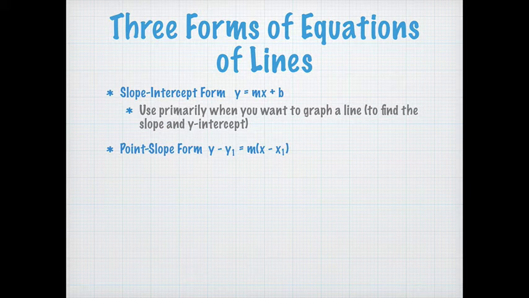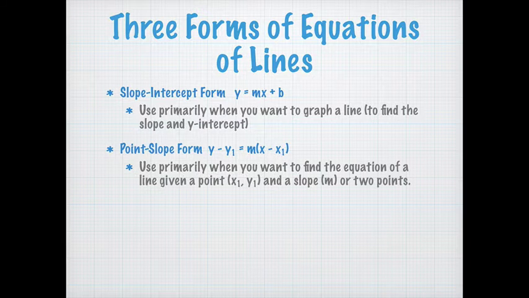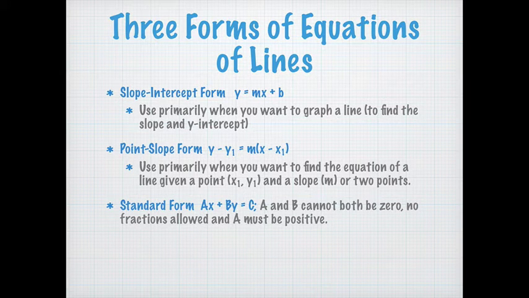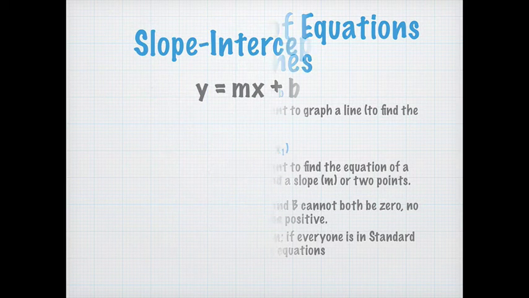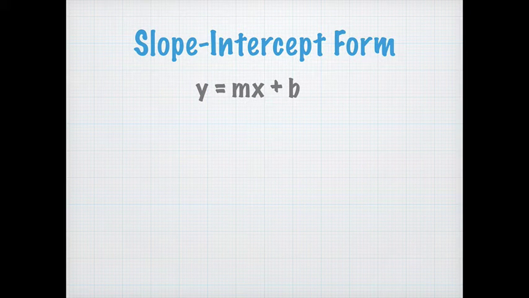The next is point-slope form, and you use this primarily when you want to find the equation of a line and you know a point and a slope, or you know 2 points. And the third form is standard form. We write a line in standard form so that we're all the same. It's easier to compare equations. Okay, so let's just take a quick review of slope-intercept form.